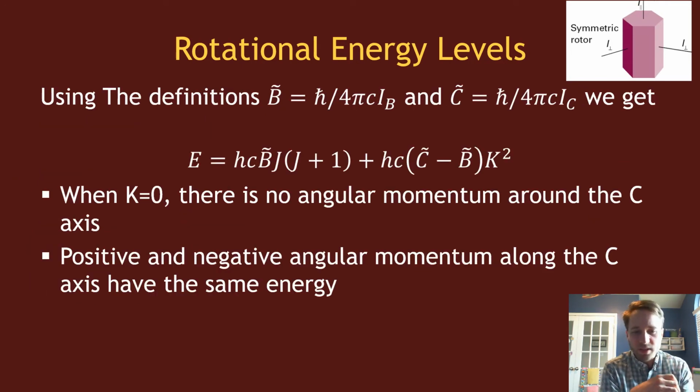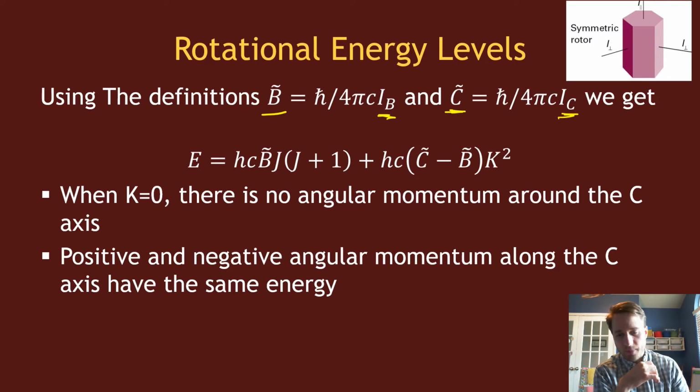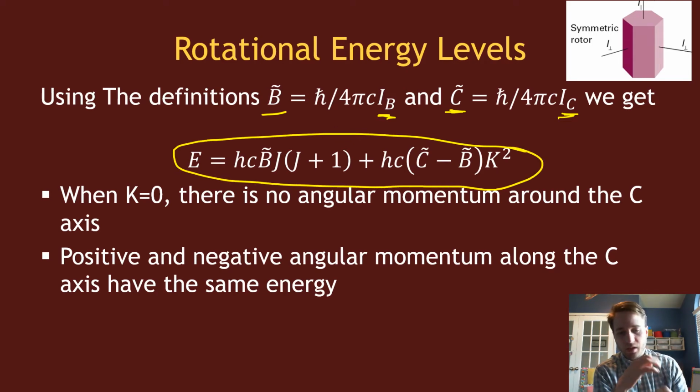Okay, so using that definition of B, which was just in terms of IB, I can define this C tilde in terms of IC. Using that definition, I then get this simplified expression for the energy of my symmetric rotor: hcB tilde times J(J plus 1) plus hc times (C tilde minus B tilde) times K squared.